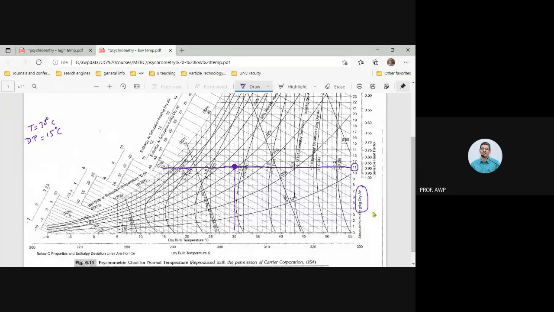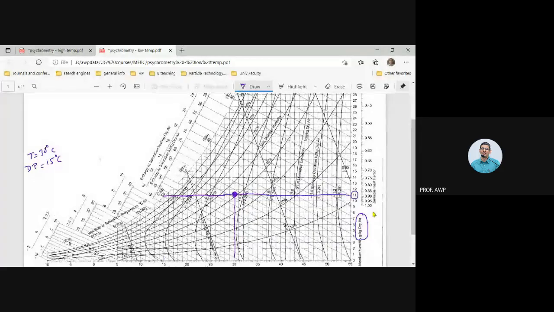Now what is the percent RH? Well, it is going through this. 40% RH is this line. So slightly more than 40% RH, slightly less than 50% RH. So maybe we'll just have to do interpolation. You can do linear interpolation. Maybe 42% would be your percent RH.